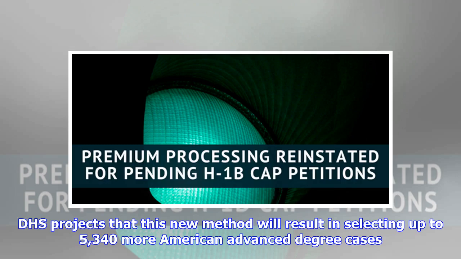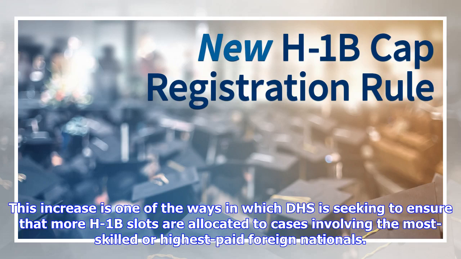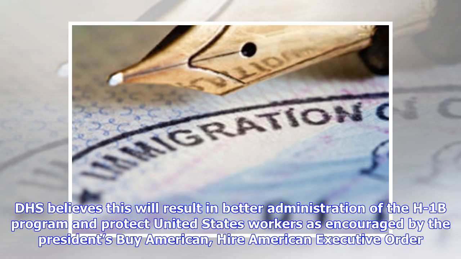DHS projects that this new method will result in selecting up to 5,340 more American advanced degree cases. This increase is one of the ways in which DHS is seeking to ensure that more H-1B slots are allocated to cases involving the most skilled or highest paid foreign nationals. DHS believes this will result in better administration of the H-1B program and protect United States workers as encouraged by the President's Buy American, Hire American executive order.